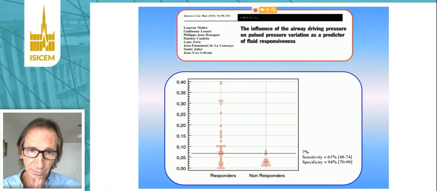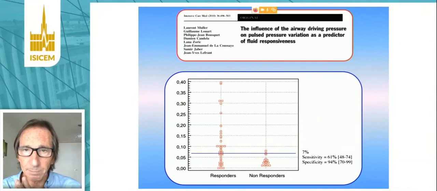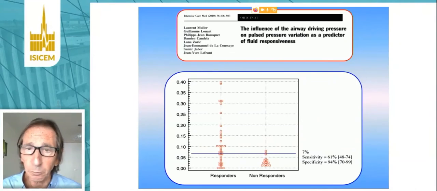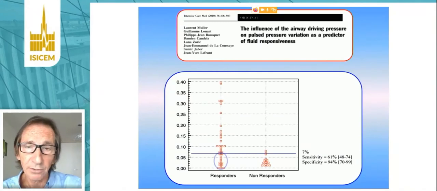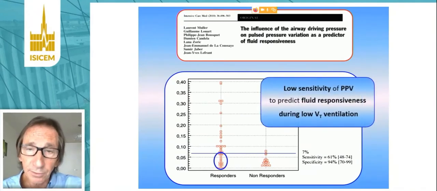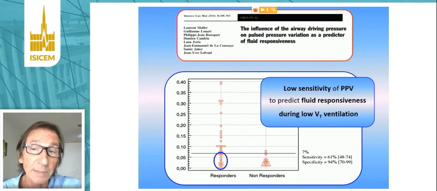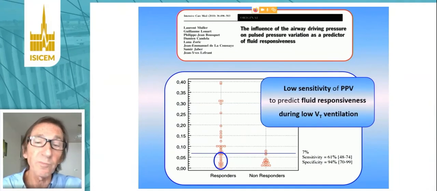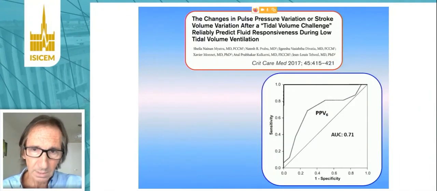They subdivided patients into groups, responders and non-responders, according to the response of cardiac output to fluid administration, but before, they measured pulse pressure variation. And there are many situations where PPV is low, while the patient is a full responder in terms of increasing cardiac output. So there is a low sensitivity of PPV during low tidal volume ventilation.